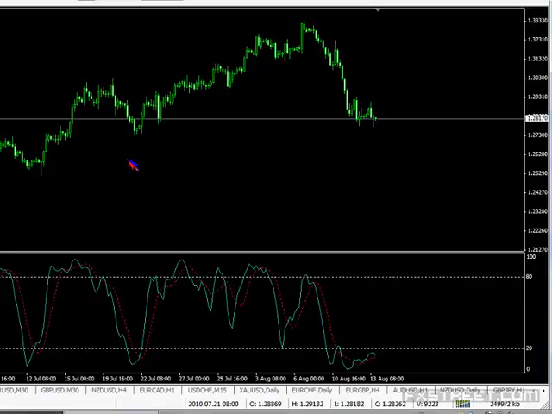We have multiple settings for the stochastic calculation. In this particular case, I have started here with the classical setting 14, 7, 3.